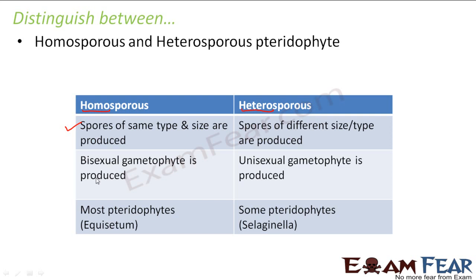So when I talk about homosporous, the bisexual gametophyte is produced because all the spores are of the same type. So when those spores will actually give rise to the gametophyte, it will be bisexual. That means both the sexes will be present in the same gametophyte. Whereas in case of heterosporous, unisexual gametophyte is produced. Example of homosporous is most pteridophytes, for example, equisetum. Example of heterosporous would be some of the pteridophytes, not all. Example is Selaginella.